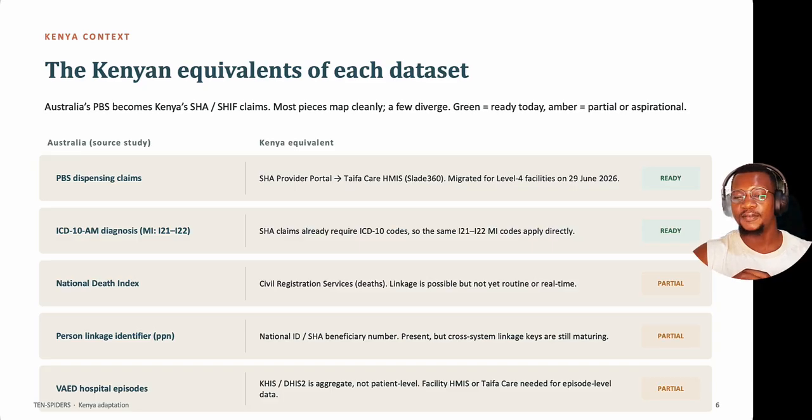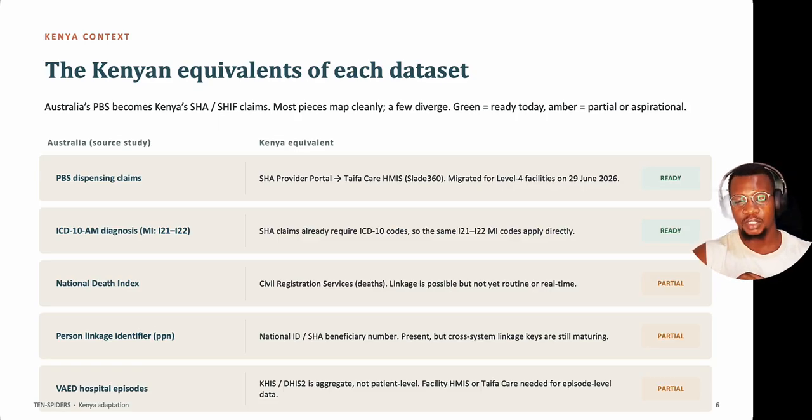So we have the ICD-10, which is the same code we are using in our SHA claims forms. Then we have the National Death Index. For us, that's our civil registration services reports, rather. That's where our deaths are registered. The problem is, I don't know if it's linked with our SHA, and I don't know how many. Anyway, we'll come to look at that.